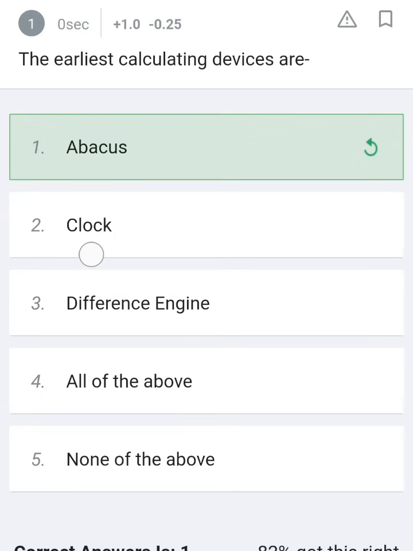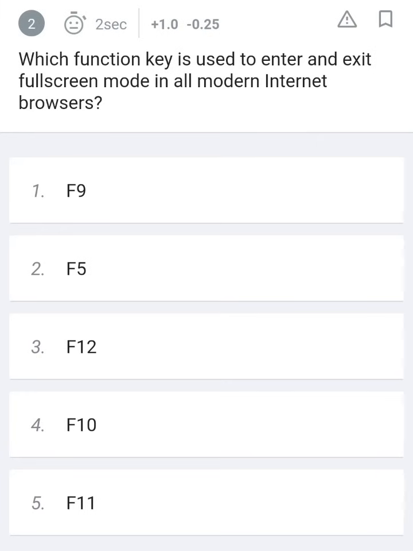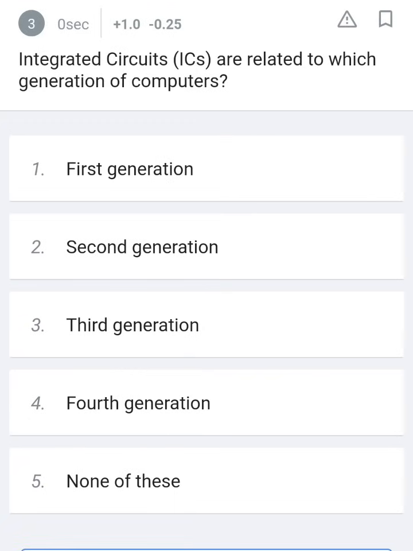Next question, what function key is used to enter and exit full screen mode in modern computer browsers? For example, the web browser you are using, Microsoft Internet Explorer or Google Chrome, the shortcut key to enter and exit full screen mode is F11.